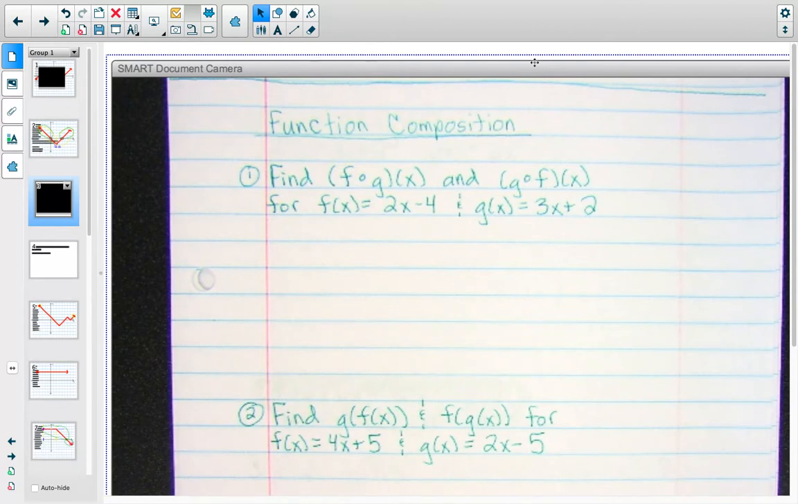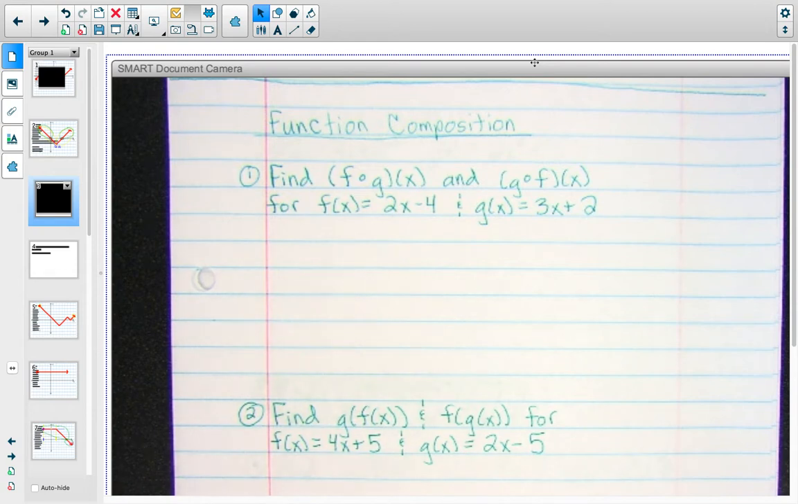It's called function composition. Think about if you compose music. You're putting together notes and chords and lyrics and everything like that to make a song, to make some music. So function composition, we're going to be putting together two functions to create a brand new function.